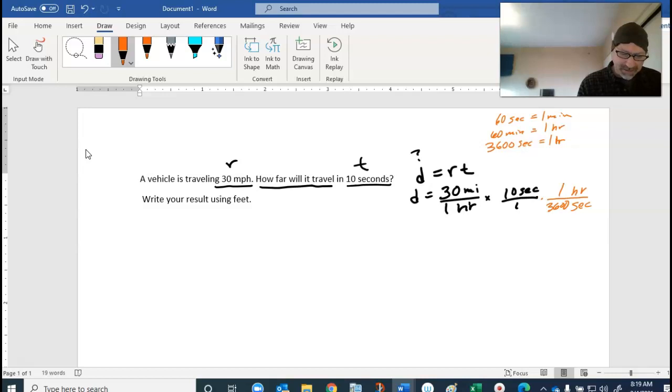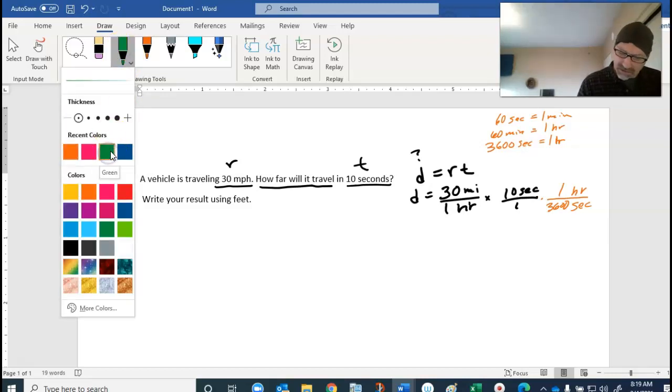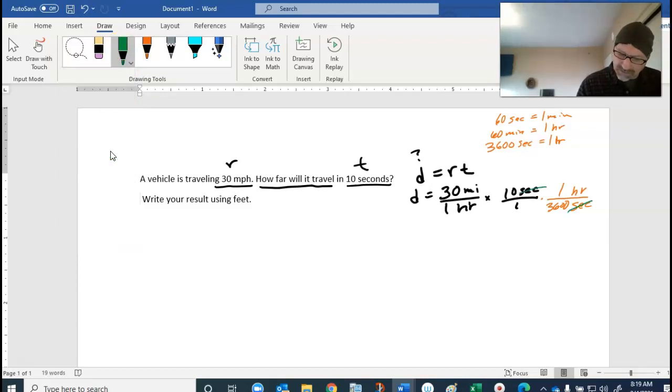And so notice what will happen in this conversion is the seconds will reduce, but also hours will reduce, and we'll just be left with miles. So we get 30 times 10, which is 300, over 3,600. You could have reduced before, but we can reduce this. This is pretty easy to reduce. And that leaves us with 1/12. But what are the units? Miles. So now we need to go back and do a unit ratio conversion.